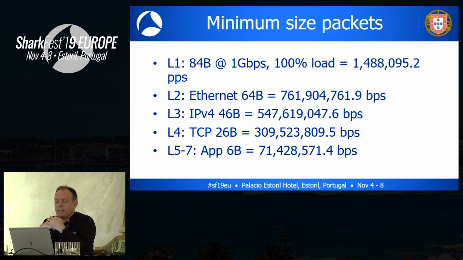And if you were looking at the TCP payload, so the contents of the TCP frame, you only get 6 bytes per packet. You're only going to get 71 megabits, even though that gigabit Ethernet link is fully loaded. So you've lost 93% of your link capacity. So this is why you shouldn't try and do bulk transfers with very small packets, obviously. Nobody would do that.